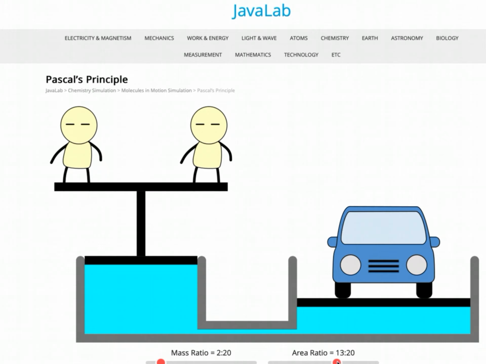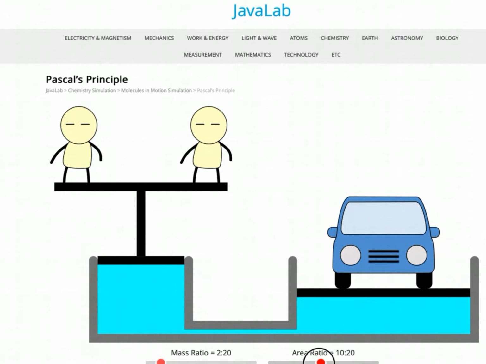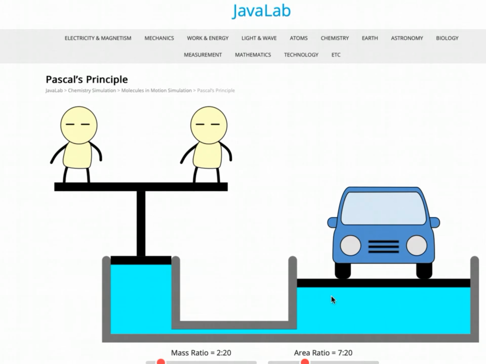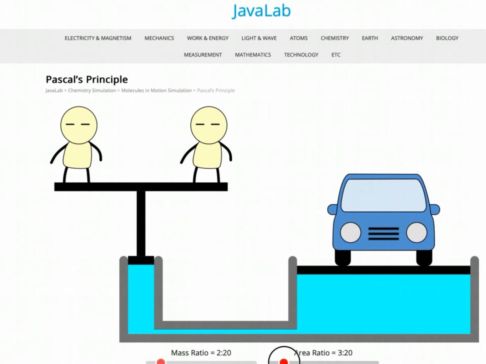So let's make the area smaller and see what happens. For now, the car isn't going anywhere, but let's see if I reduce the area on the smallest section. As you notice, the car's height increases because there's a ratio between the amount of force exerted on this side and the area, and the force exerted on that side here. The basic idea is that the bigger the area on this side, the more force is going to get exerted on this side of the car. So if you keep on going, making this thing smaller and smaller.